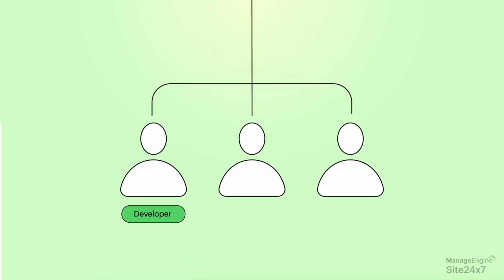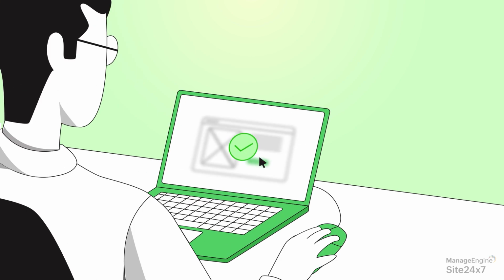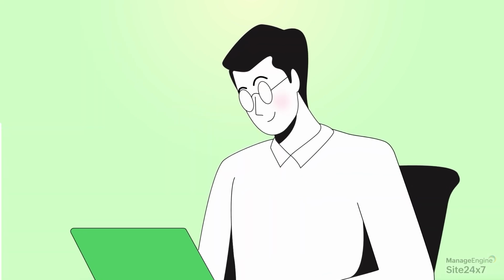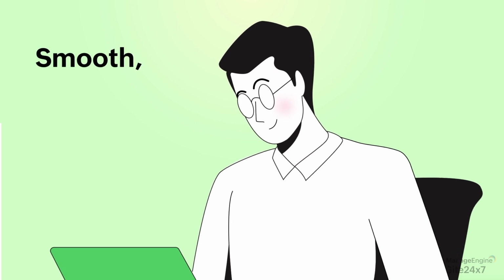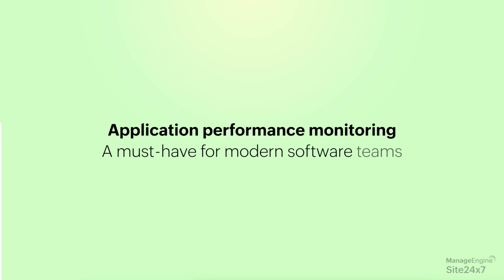And who benefits? Whether you're a developer optimizing code, a QA validating fixes, or an ops team maintaining uptime, APM helps you do your job better. In short, application performance monitoring isn't just about uptime. It's about delivering a smooth, reliable experience for your users. Whether you're debugging, scaling, or just staying ahead of your problems, APM is essential for any modern software system.